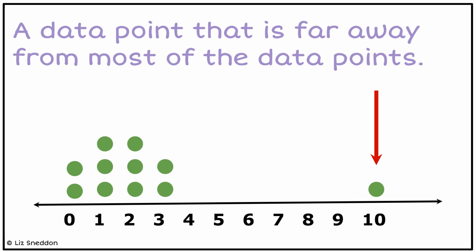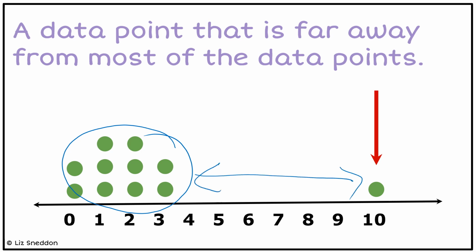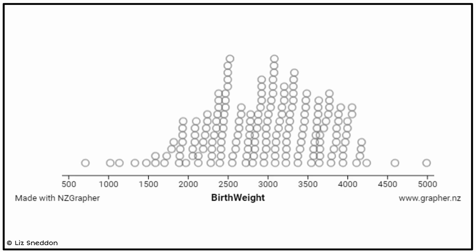So the definition of what an outlier is, is that it's a data point that's quite a long way away from the rest of the data. So you can see here we've got a bunch of data all on the left hand side, and there's quite a distance between that and the little value on the right hand side. And because the distance between it is quite large compared to the spread of the data, that's what makes it an outlier. So let's have a look at a few examples.